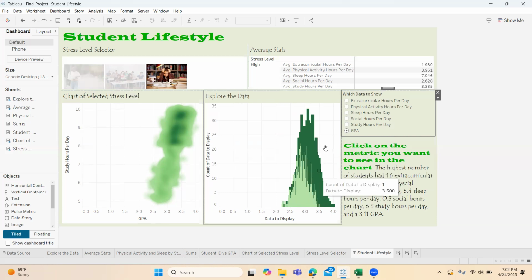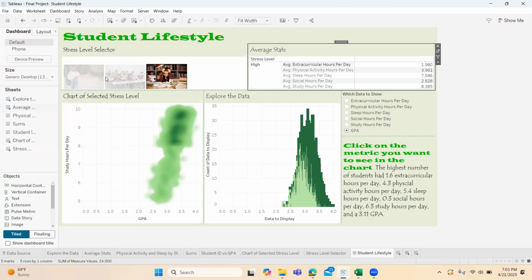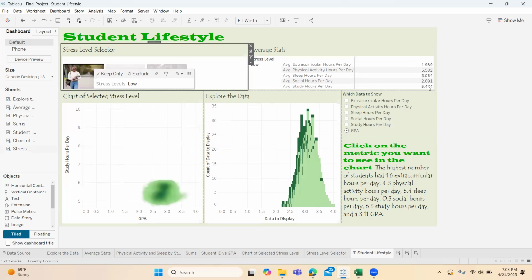And this is a scorecard I created. Most of this dashboard had to deal with calculated fields, but this is just, depending on the stress level, the average numbers per day we spend doing these things. So at a high level, you can see studying hours per day is about eight at the high stress level. At a low stress level, it's closer to five. Moderate should be in the middle.